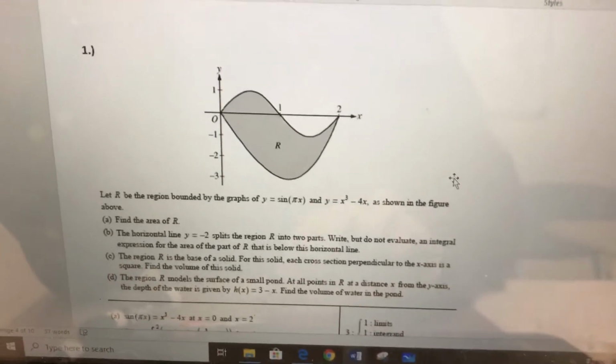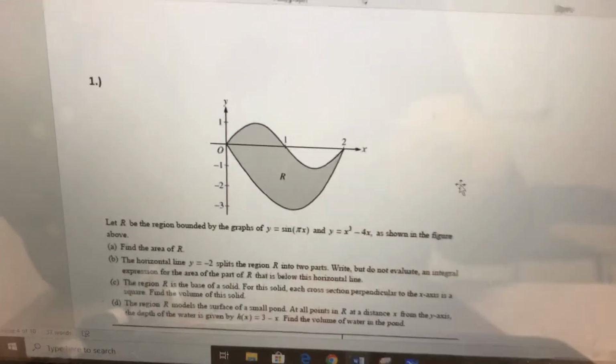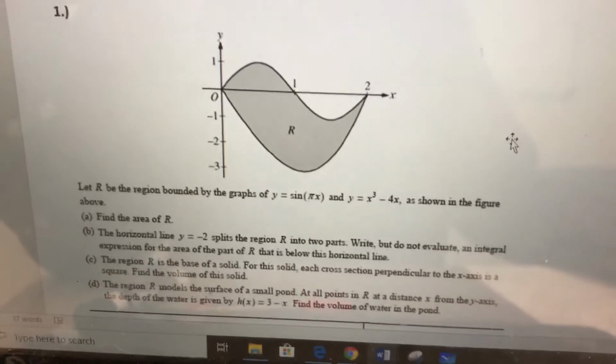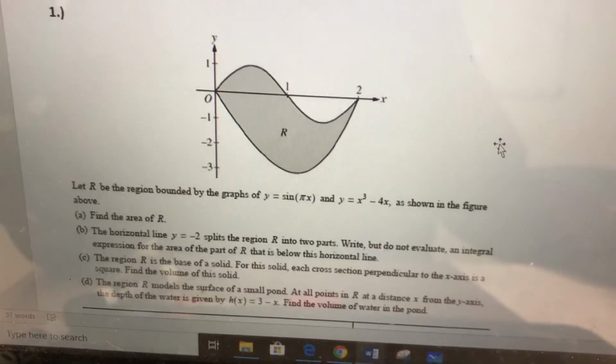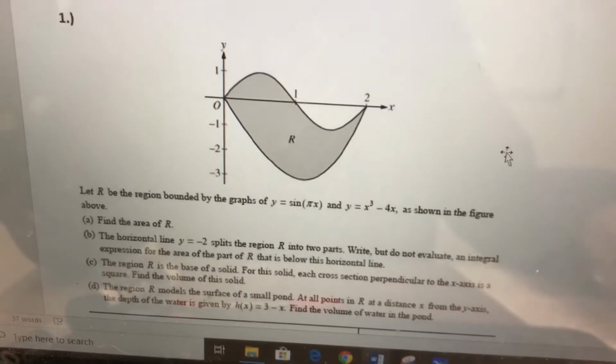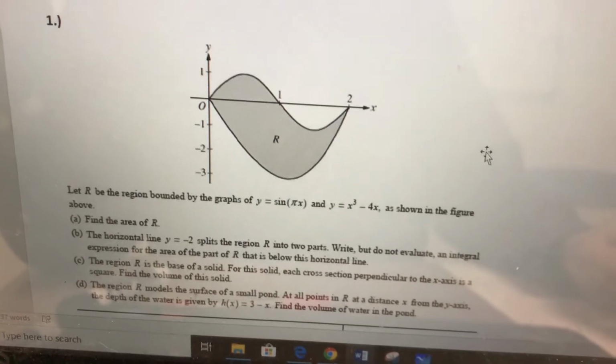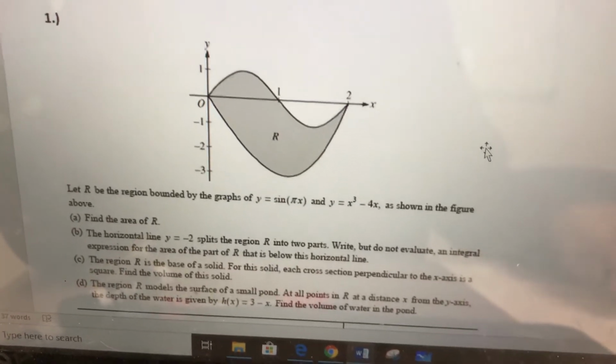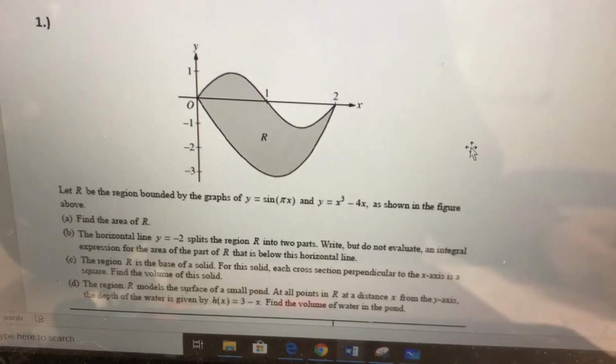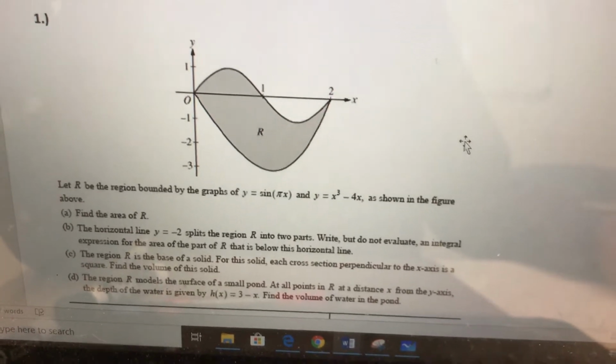All right, I'm going to take a look at FRQ number 1 from the AP prep sheet. They want me to find the area of this region, and notice we have that sine of pi x function at the top, and the lower function is y equals x cubed minus 4x, so you do have to be able to pick out which is which.